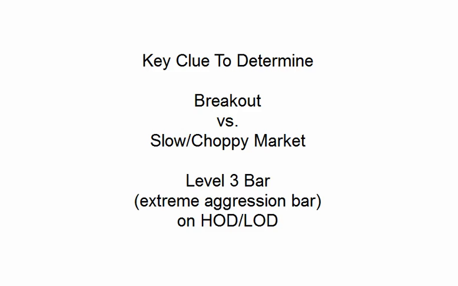And that clue is whether or not there is what we call a level 3, or extreme aggression bar, on the high or low of the day at the time that it happens.